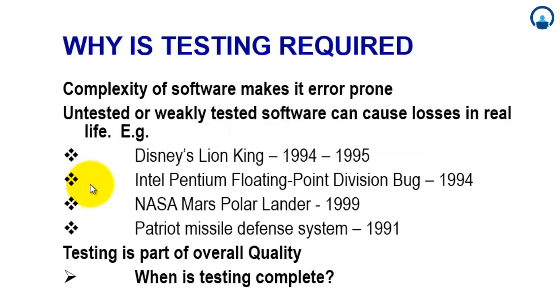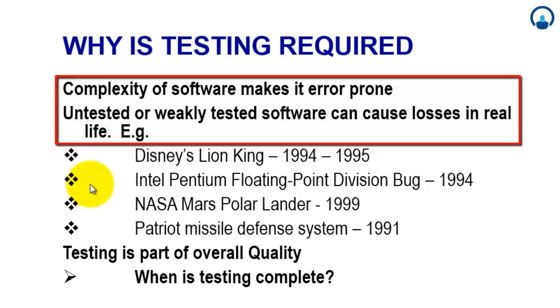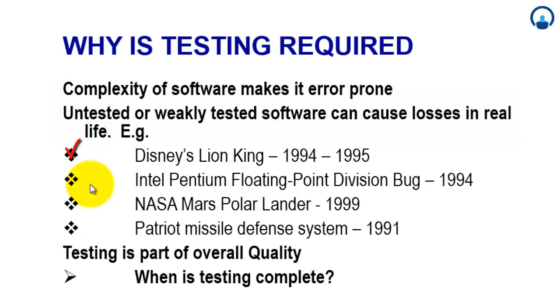Why is testing needed? Complexity of software makes it error prone. Untested or weakly tested software can cause losses in real life. For example, Disney's Lion King 1994-1995. The software did not work on the most common systems that the public had. Intel Pentium floating point division bug 1994. Intel took a charge of more than $400 million to cover the costs of replacing bad chips.